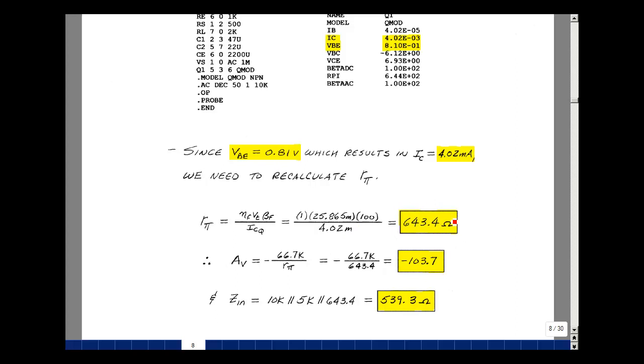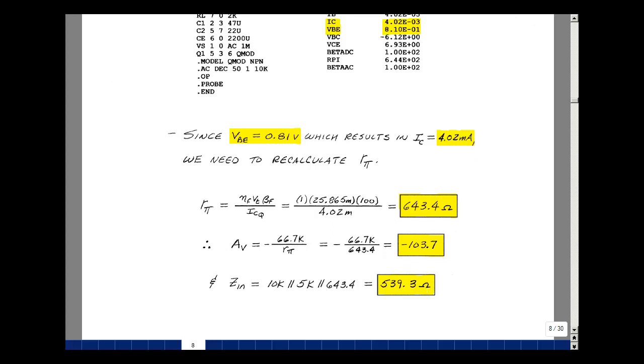On page 6, we calculated the voltage gain as minus 66.7 k divided by r pi. But now r pi is equal to 643.4, and that gives me a gain of minus 103.7, a little bit smaller in magnitude than we had before. My input impedance is 10k in parallel with 5k in parallel with r pi, and that's 539.3 ohms.